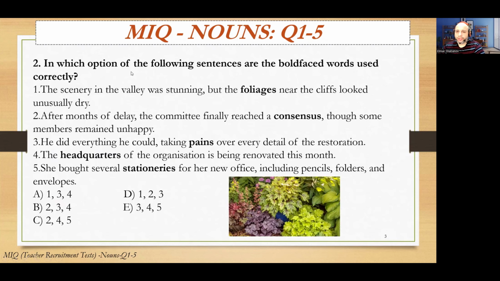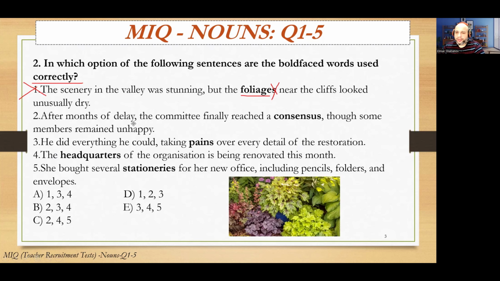The second test: in which of the following sentences are the bold-faced words used correctly? Again, we need to choose several options which are used correctly. So let's look at the options. The scenery in the valley was stunning, but the foliages near the cliffs looked unusually dry. I've put a picture for you here. Foliage is the greenery, the leaves and branches of trees. So foliage is always used in the singular. So this is wrong here.